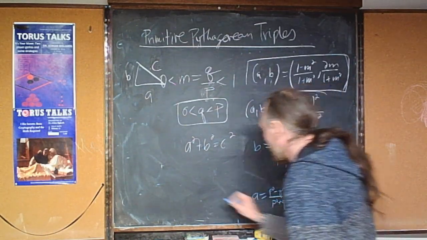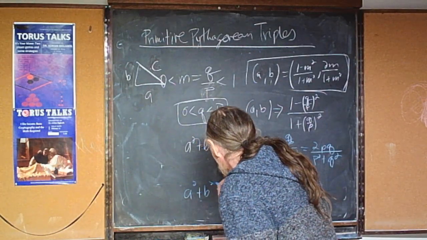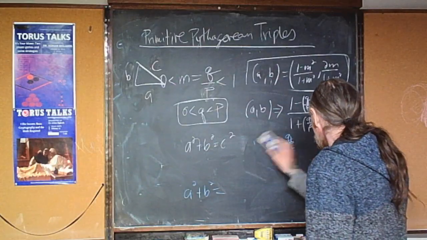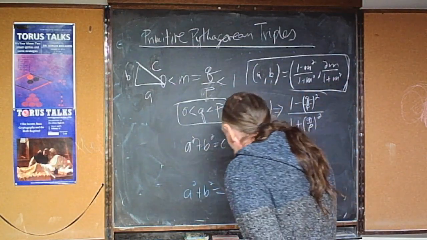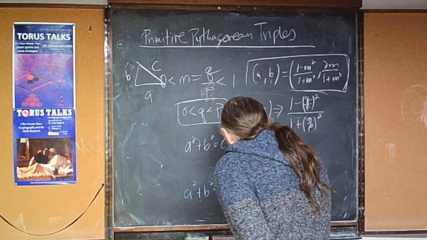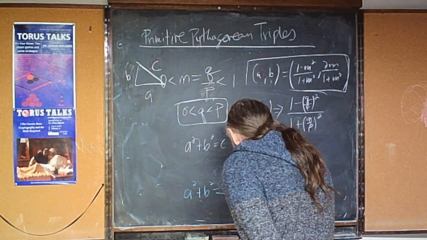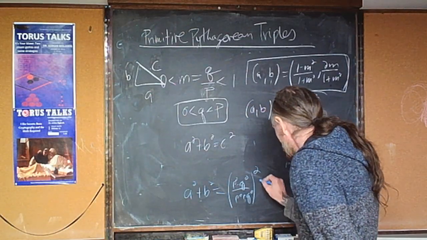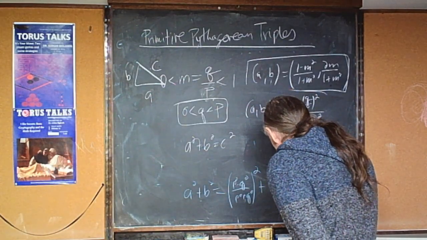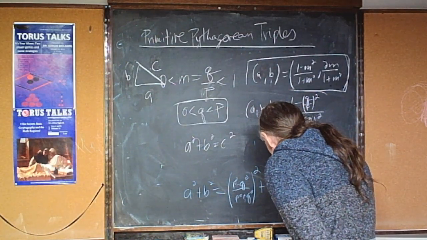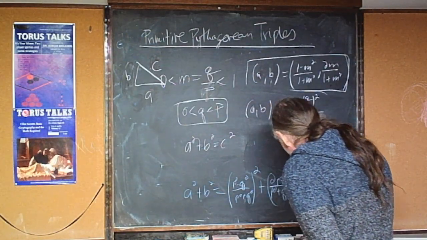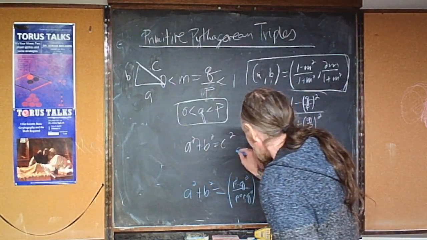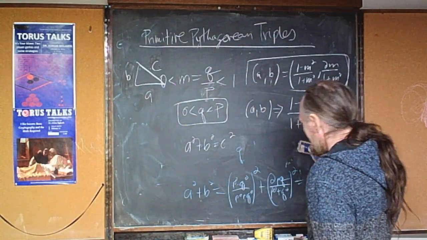So that says that a squared plus b squared is going to equal these guys. I just erased them. But that's going to be (p squared minus q squared over p squared plus q squared) squared plus (2pq over p squared plus q squared) squared equals 1. But then what does that say? Move this guy up. That says, there it is, there it is, there it is.